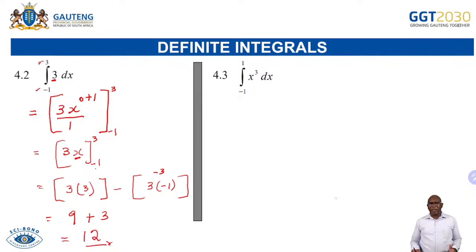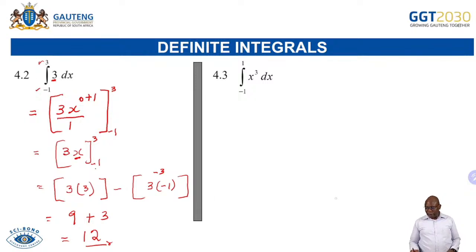So there's not difference. The difference between indefinite and definite is that we have got the upper level, the lower value. Okay, so the upper value and the lower value. So you can see now we no longer write plus c because it's definite. We need to substitute those values by 3 and -1 in that case.